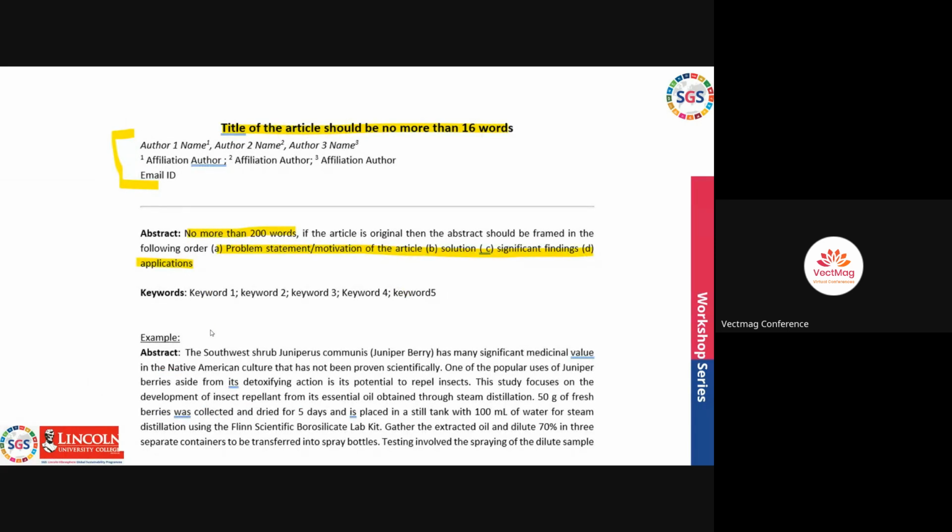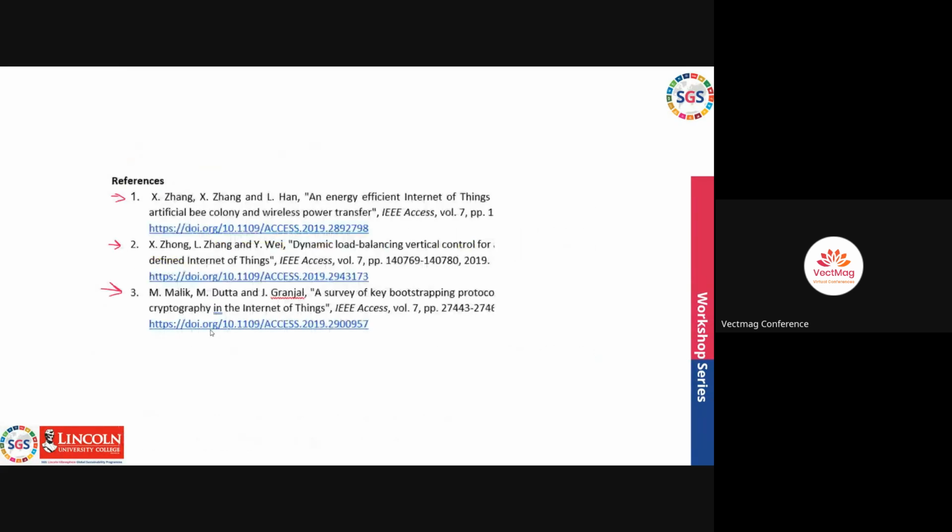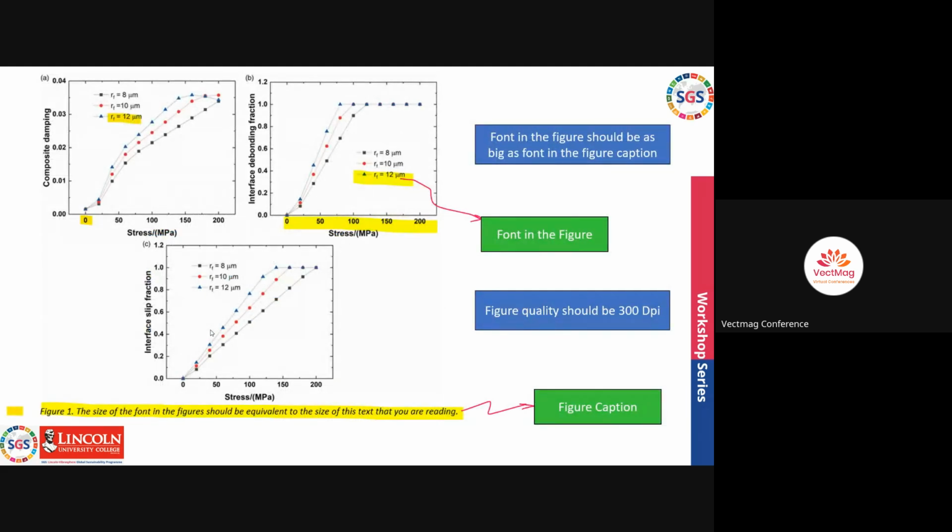Again, the title of an article should not be more than 16 words. Abstract should not be more than 200 words. This was very clearly mentioned. References should be numbered like this, not in brackets, simple numbers. I'm talking about the format of the conference articles which you submitted. Another thing here: I've clearly said, this is your figure caption, and this is your font inside the figure. Both of them should be of similar sizes, or at least comparable in size, and they should be legible. By legible I mean they should be readable.